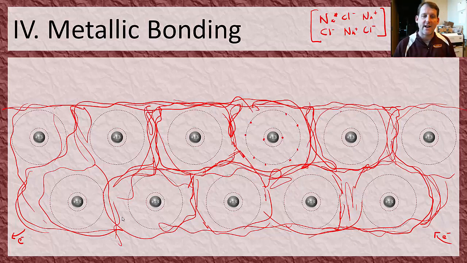Now, the reason they're kind of covalent-ish is what holds them together is this nucleus is pulled towards this sea of electrons all around it. And this one is pulled towards these. So they're all being pulled inward by the sea of electrons. And you get this nice, relatively strong bond called a metallic bond. All right.